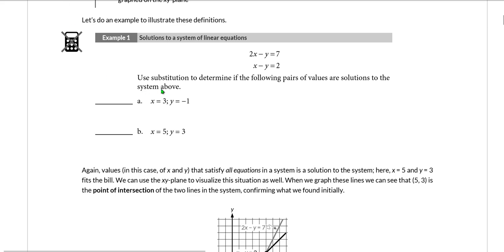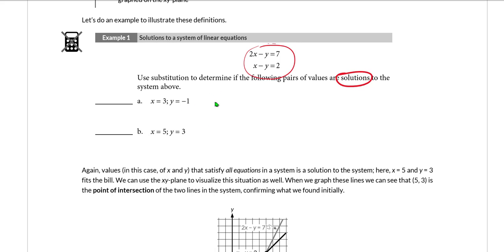So in example 1, after I read through these directions, you may want to pause the video and do this on your own. The directions here say that we need to determine if the following pairs are solutions to this system. So in example 1a and example 1b, we are given a pair of values, one x value, one y value, and we need to determine if these values for x and y satisfy the two equations in this system. So again, pause the video, do this work on your own.